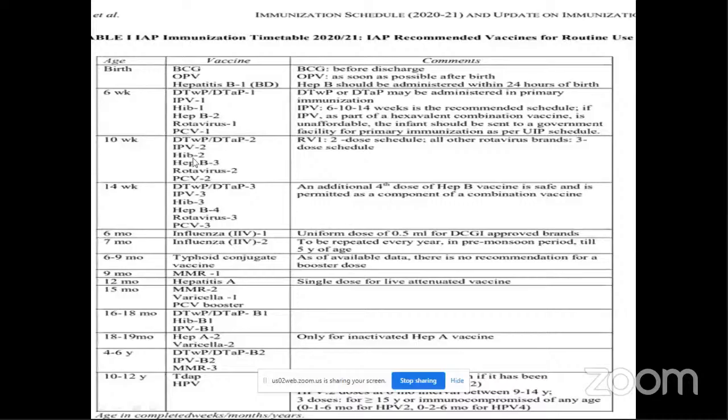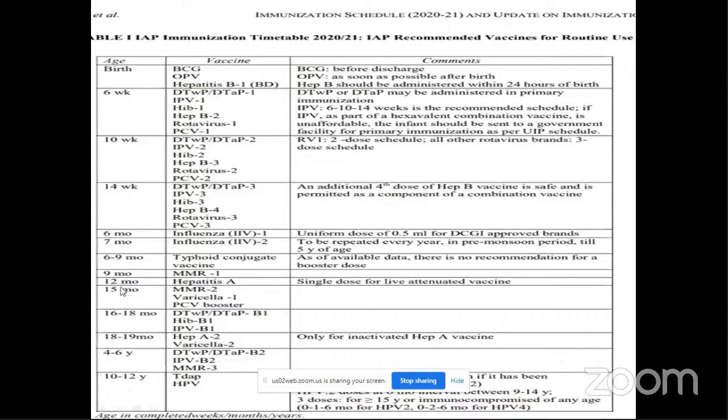First dose is at 6, 10, 14. Okay, first, second, and third dose. At around 6 and 7 months, we are giving influenza first and second dose, which is around 0.5 ml IM. Next, at 6 to 9 months, we are giving the typhoid conjugate vaccine. Nowadays it is said that no booster dose is required for this typhoid conjugate vaccine. So one time, 1 TCV is given, it's enough for life.